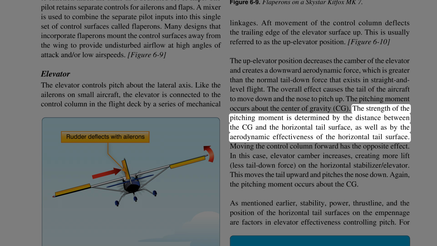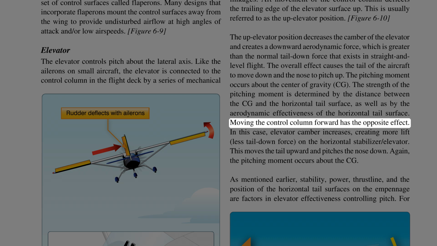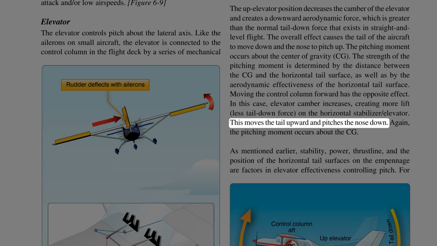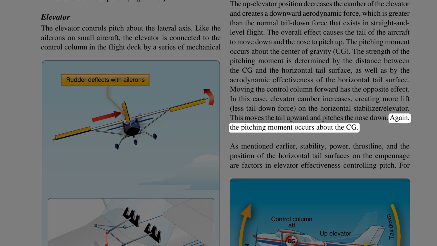The strength of the pitching moment is determined by the distance between the CG and the horizontal tail surface, as well as by the aerodynamic effectiveness of the horizontal tail surface. Moving the control column forward has the opposite effect. In this case, elevator camber increases, creating more lift, less tail-down force, on the horizontal stabilizer, elevator. This moves the tail upward and pitches the nose down. Again, the pitching moment occurs about the CG.